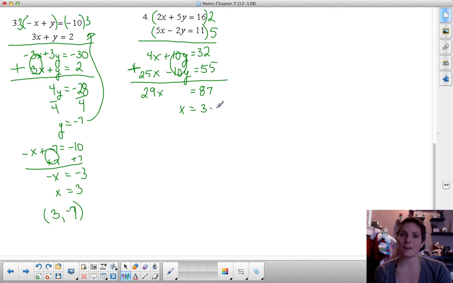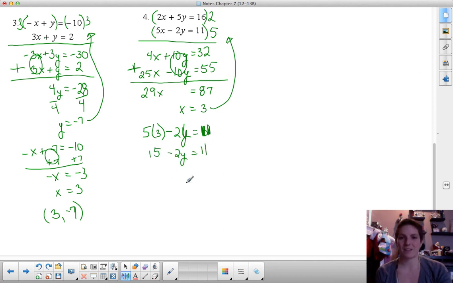Once I have an x value, I can take it all the way back up, plug it in wherever I see both x and y and think it looks pretty easy. I'm going to use the second equation this time because I can. 5 times 3 minus 2, oops, that should be a y, not a parentheses, is equal to, oops, not 55, but 11. Let's clean this up and finish solving.